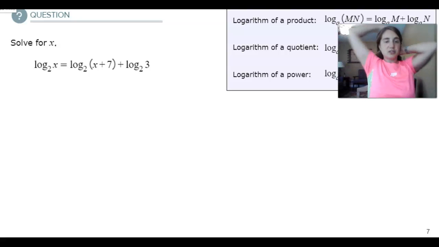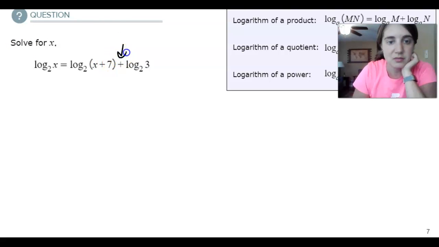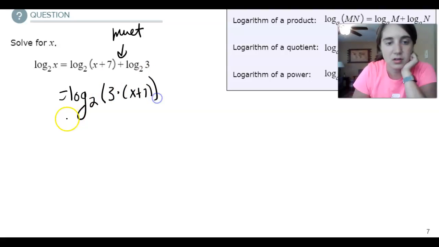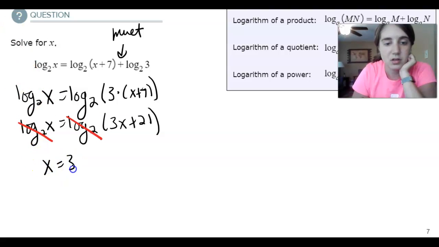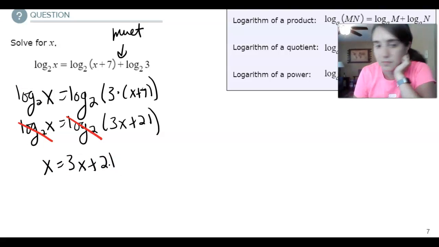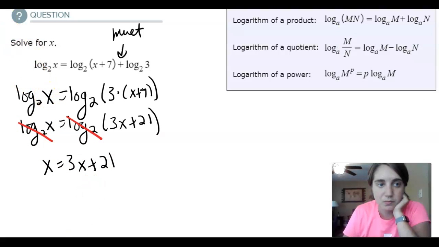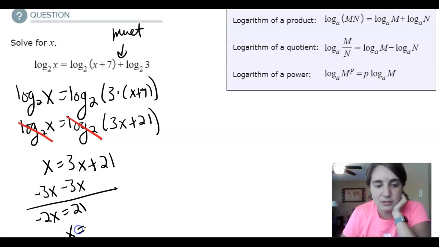So go ahead and pause your screen. Try to condense the right side of this equation. This becomes multiplication. These are both log 2, so I can remove those. Negative 2x equals 21. X equals negative 21 divided by 2. Need to check.